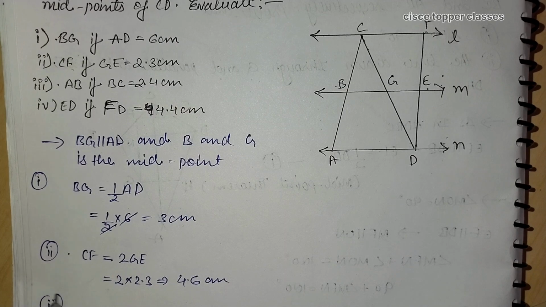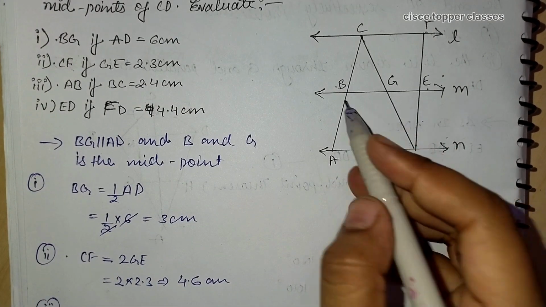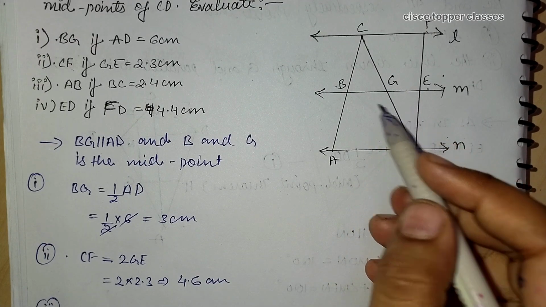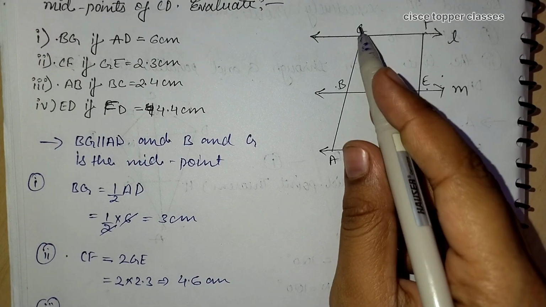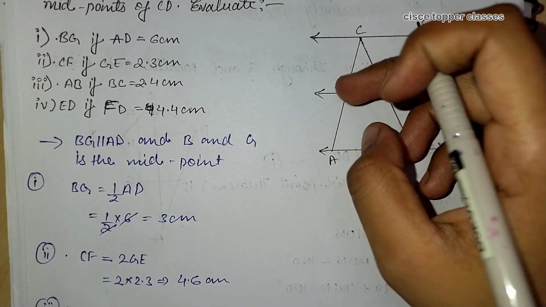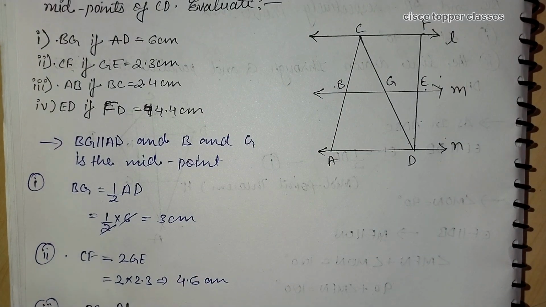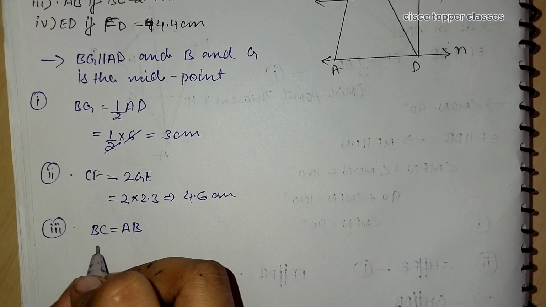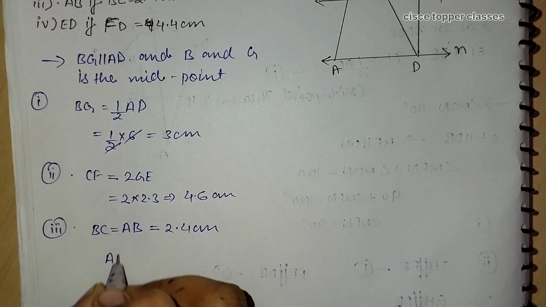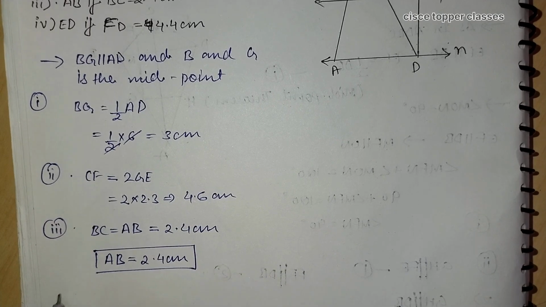Now the third part, we have to find the value of AB. This is AB, and let this be the triangle. BC is equal to 2.4. As B is the midpoint, we can say that BC is equal to AB. Hence BC is equal to AB, which is 2.4 centimeters. Hence AB is equal to 2.4 centimeters. This is the answer of the third part.